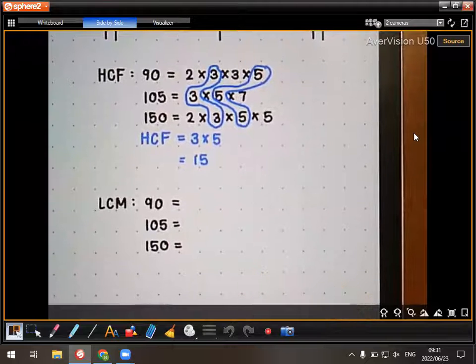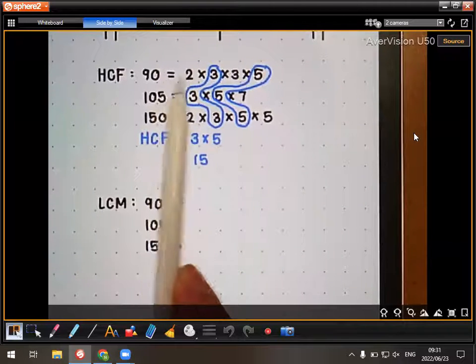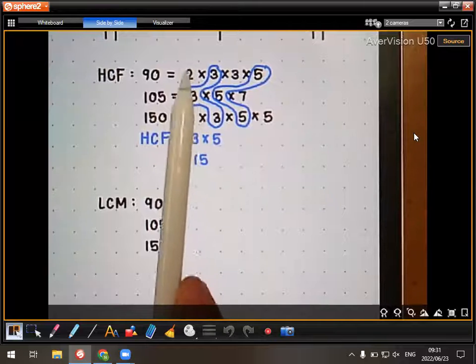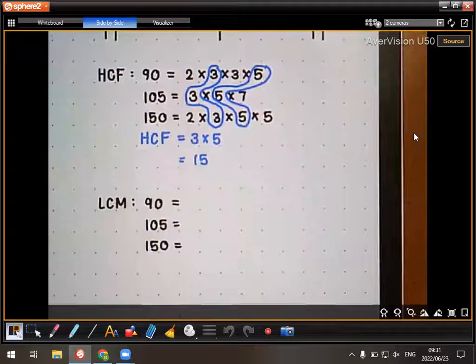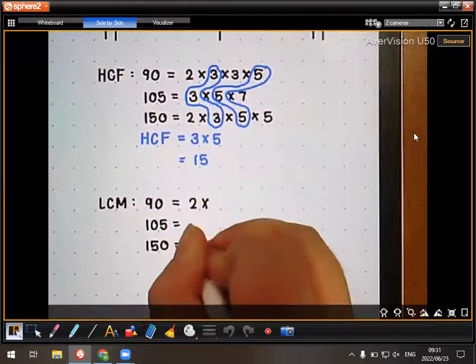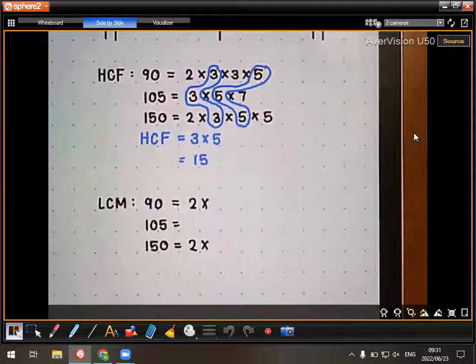Right, guys, so for 90, we had 2, and then we had 2 3s and a 5. The smallest prime factor, let's start with that one. Only 90 and 150 have a 2. Okay, so we can write those 2s in line with each other like that, and then we're going to leave this one blank because 105 does not have a 2.